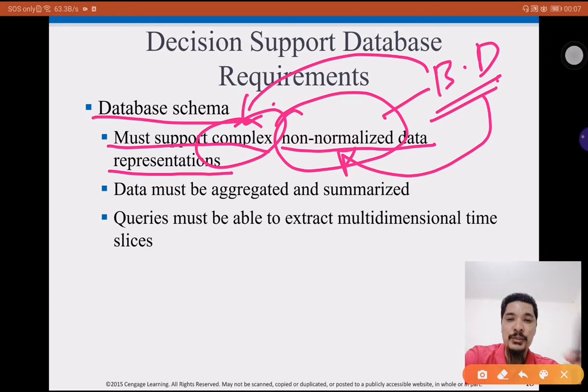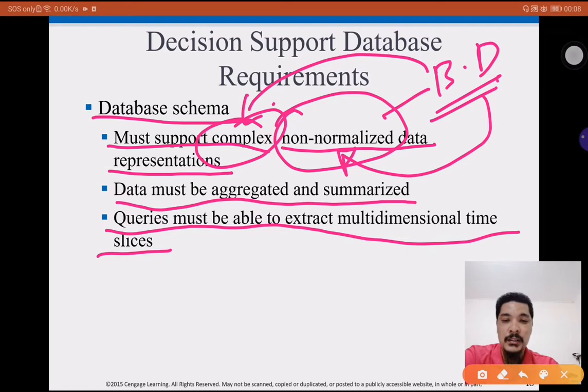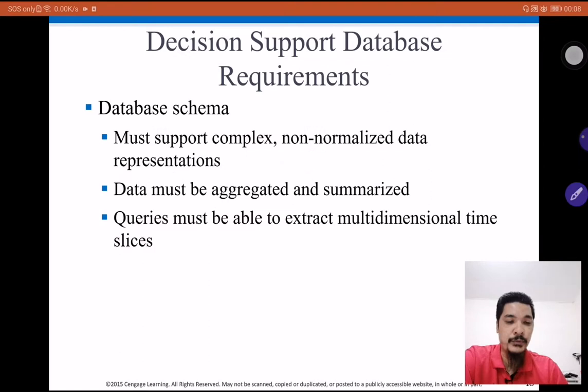Data must be aggregated and also summarized. Sometimes we have to summarize the data, because we don't want to have a lot of data. We want to see just one page like that, and it will get the data. And queries must be able to extract multidimensional time slices. So when we do SQL queries, it means it can manipulate all the data from different dimensions. Alright, let's move to the next one.